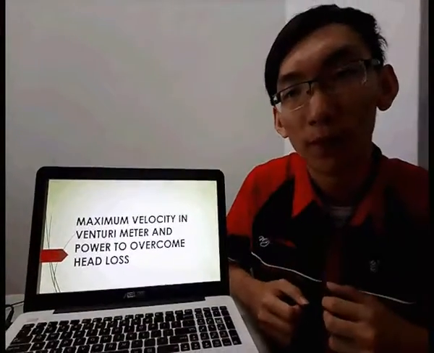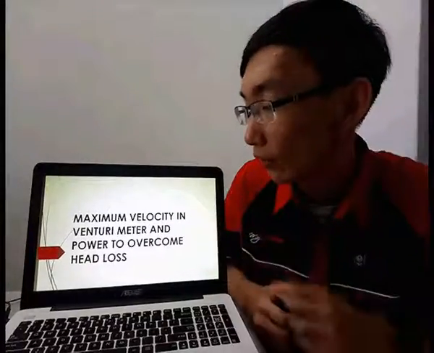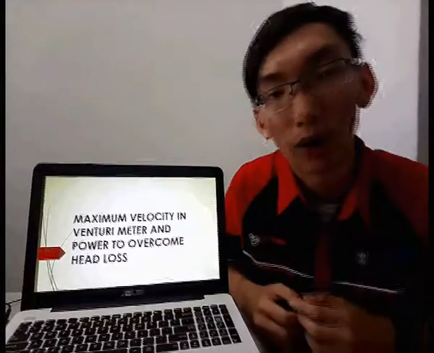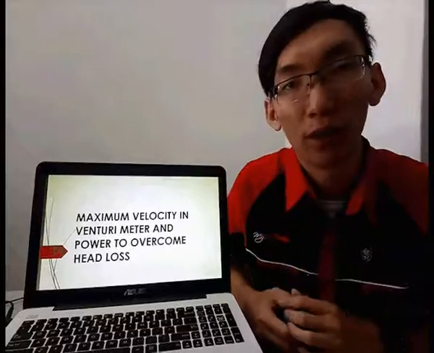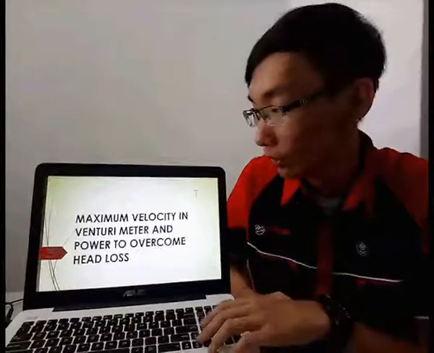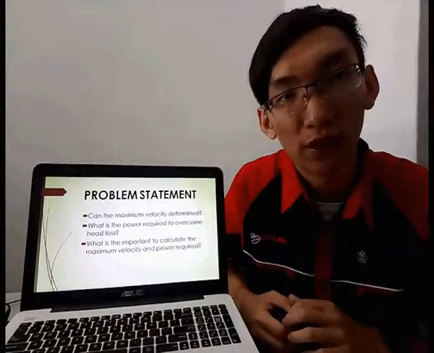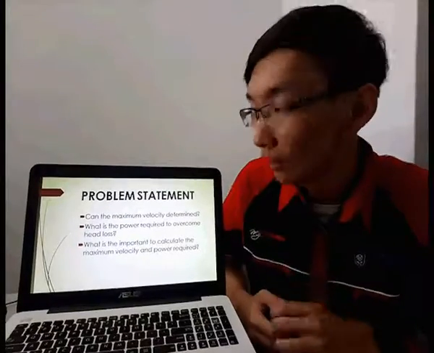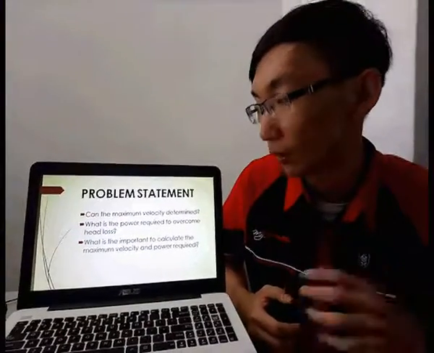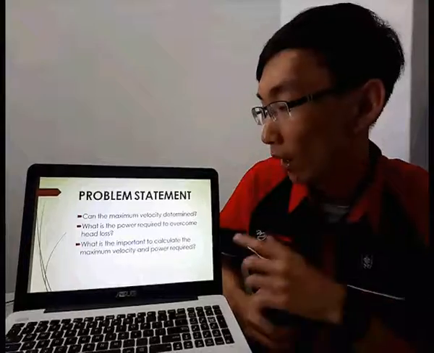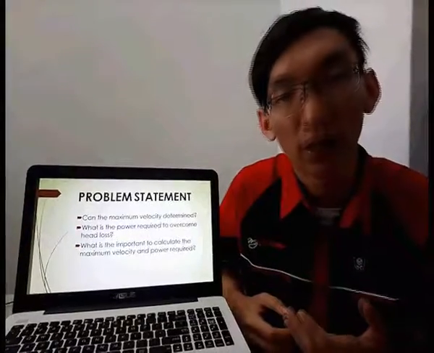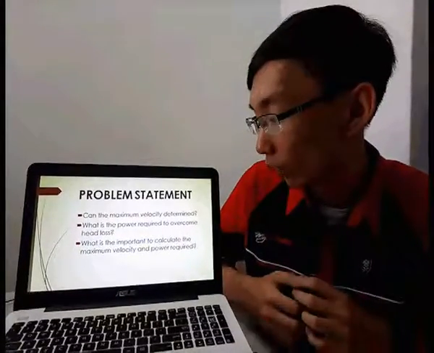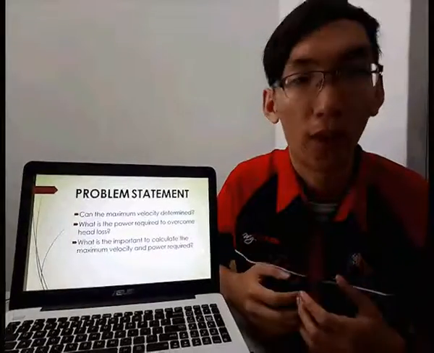Today I'm going to present my individual assignment. I chose to calculate the maximum velocity in the venturimeter and the power needed to overcome the head losses for the fluid mechanics field. The problem statement is: can the maximum velocity be determined, what is the power required to overcome the head losses, and what is the importance of calculating them?